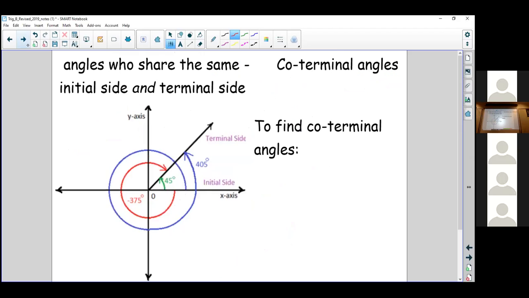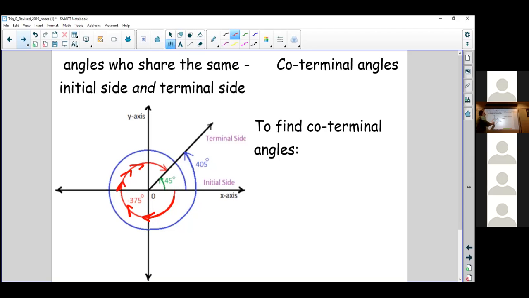All right, so this is talking about what I just said. Angles that share the same initial side and terminal side are called coterminal angles. To find the coterminal angles, we show this 45 degrees right away. That makes sense. But then you have negative 375. So notice the red is going around this way. We're counting clockwise, so it's negative in direction. Negative 375 degrees actually doesn't fall exactly there.